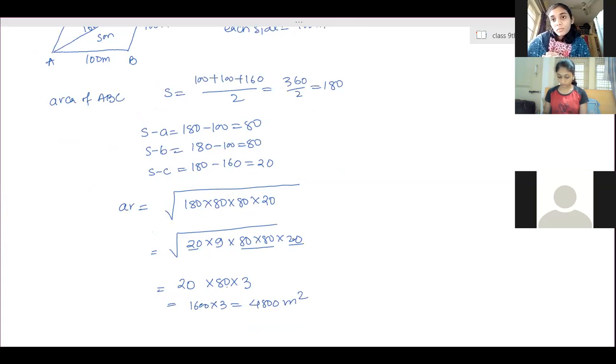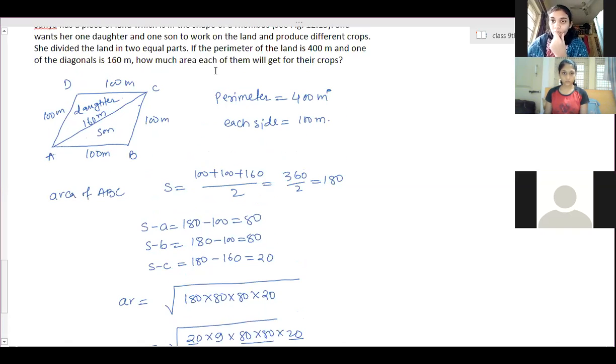Ma'am, according to Heron's formula, by seeing the figure only, two sides 100 meters and one side 160 meters, it's obvious that both will get equal. Yeah, equally, but we have to calculate the value. So total is 9,600, right? They have not asked about total. They have asked area each of them will get.